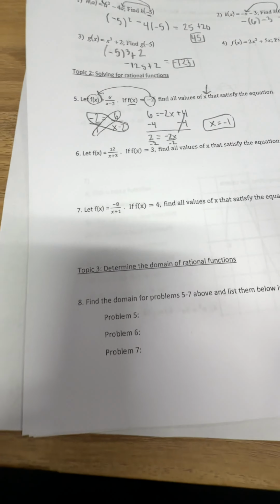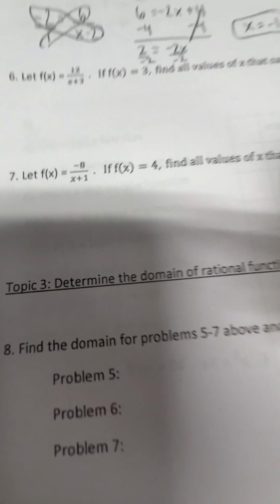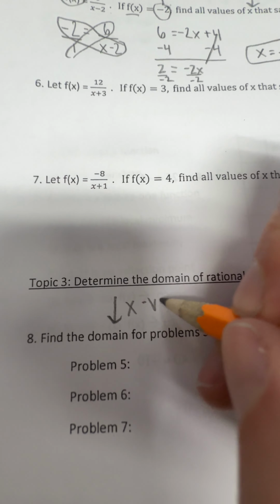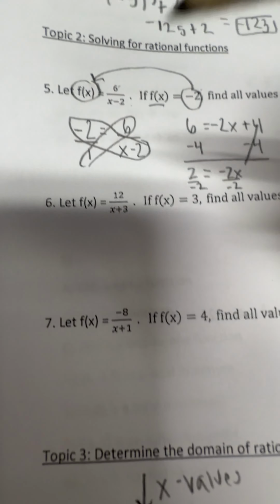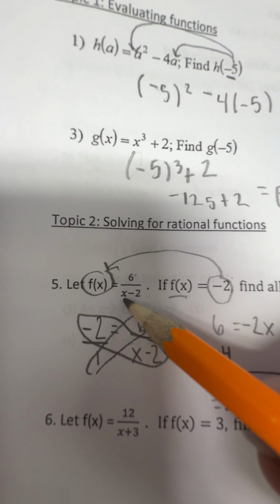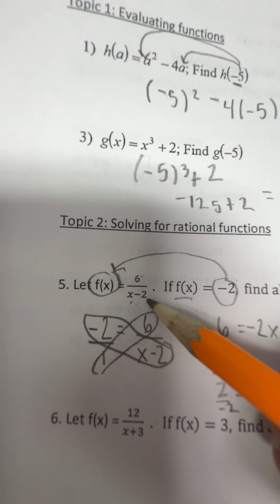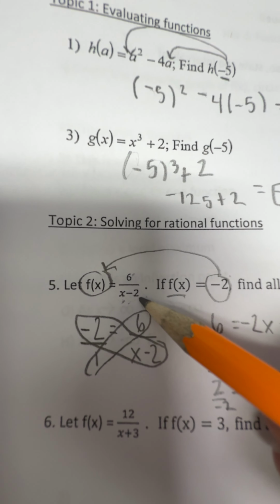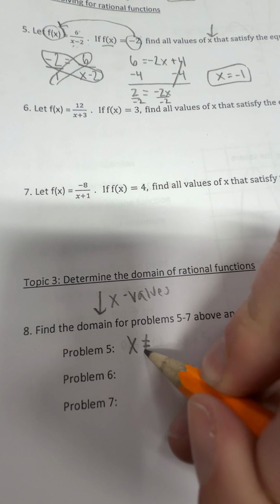All right, so now for part 3, it says find the domain of the problems and list them below. You need to know that domain stands for the x values. These are the x values that we're allowed to plug into our problem without getting an error. Well, first of all, on number 5, what number can we not have in the denominator? We cannot have a 2. And the reason why is a 2 minus 2 would give me 0, and we can never divide by 0. So right here, we cannot have 2. So x cannot be 2.